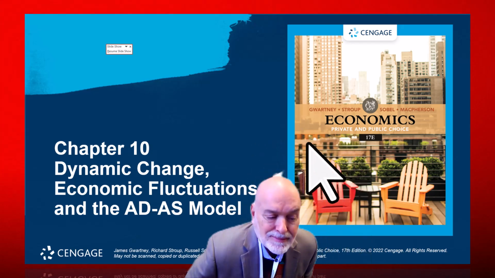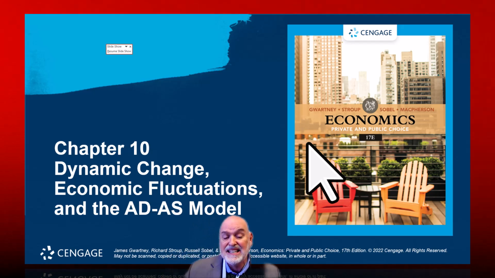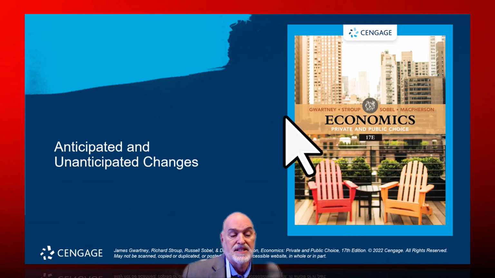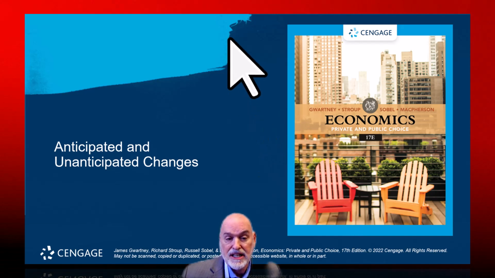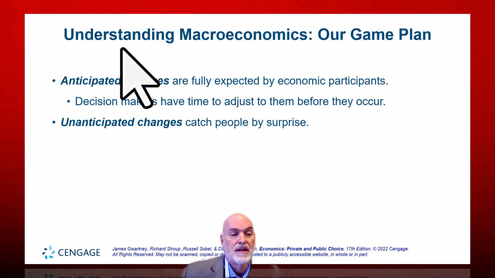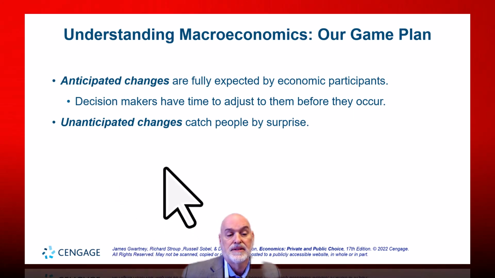Chapter 10, Dynamic Change, Economic Fluctuations, and the ADAS Model. Anticipated and unanticipated change. Understanding macroeconomics, our game plan.